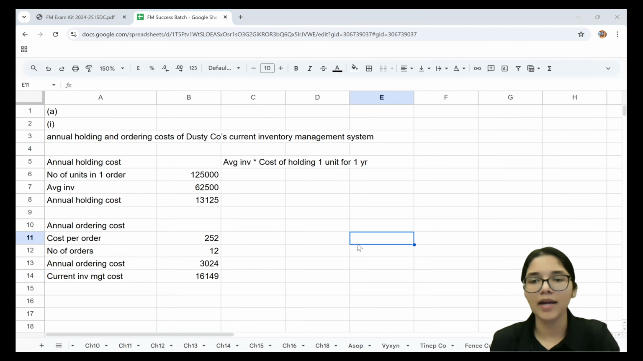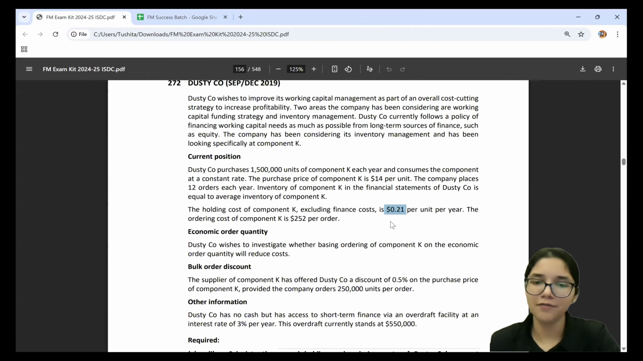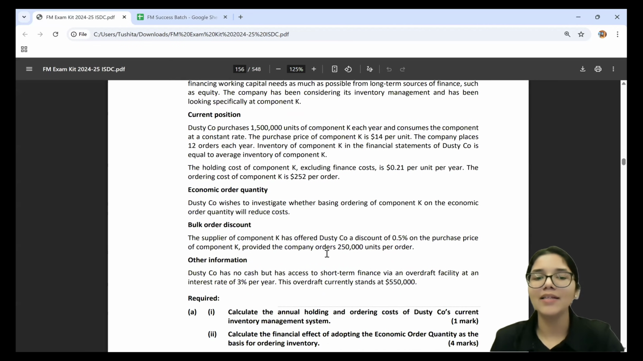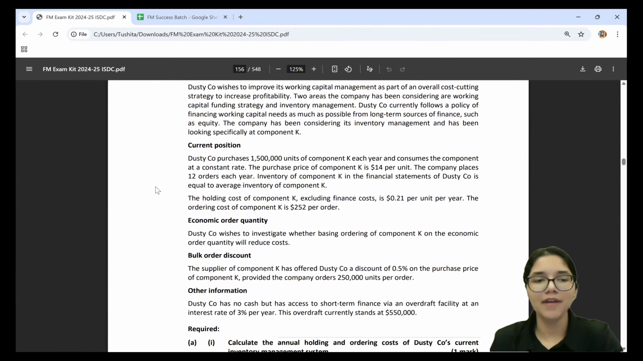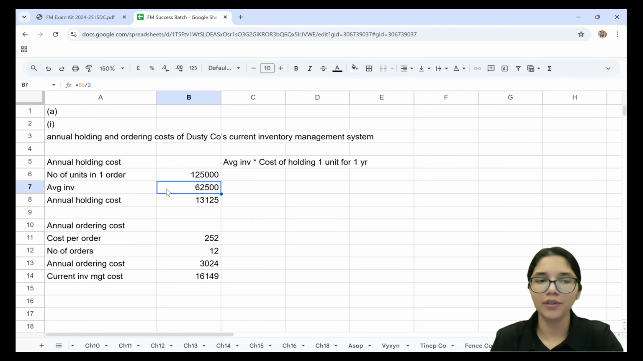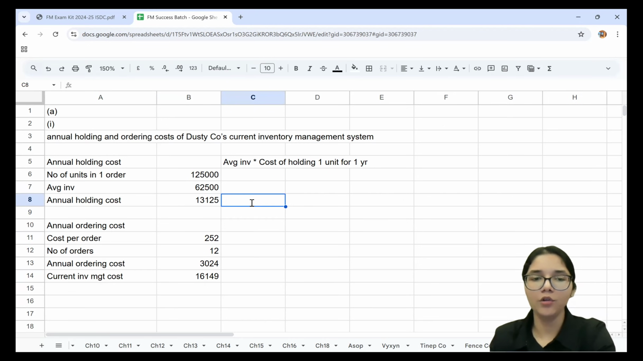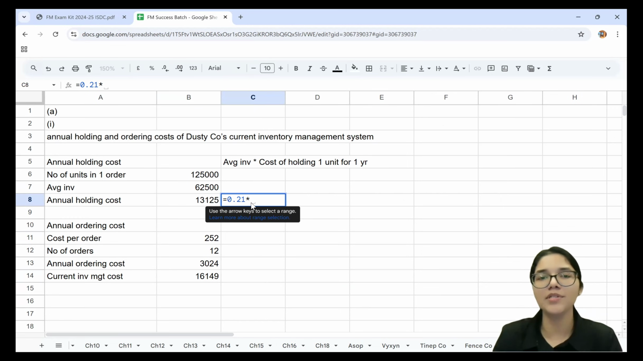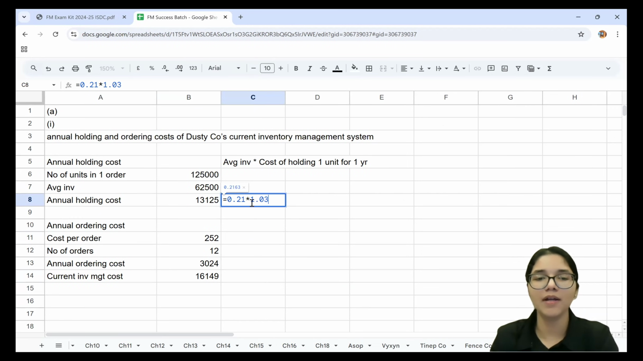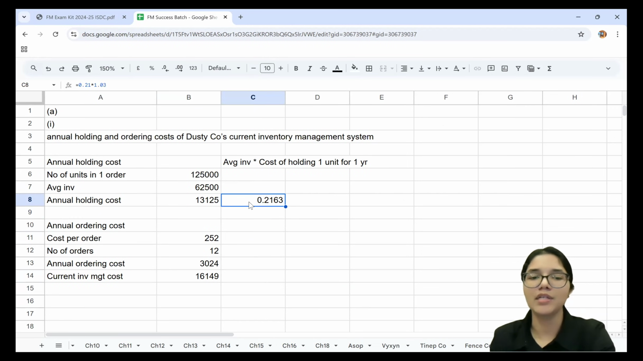Right? One more method, if you want to include the finance cost also, finance cost is 3% per year. So on your average inventory itself, this number that you're taking, 62,500, 0.21 is given to you excluding the finance cost. So just include 3% more to this. So multiply this with 1.03. This will give you this much.